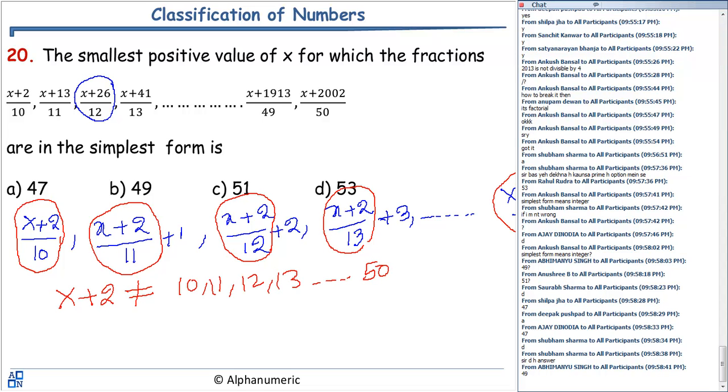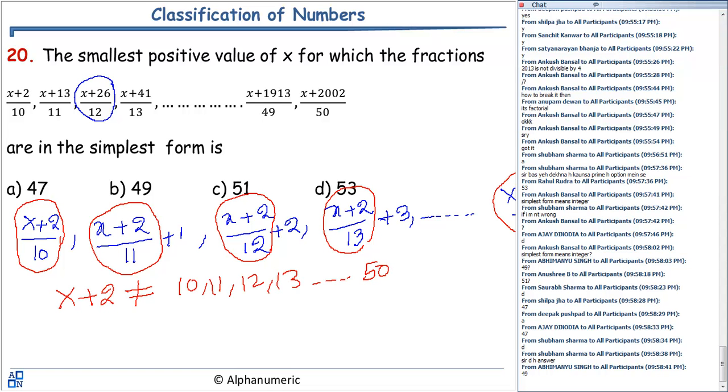x plus 2 can neither be a factor nor a multiple of any number from 10 to 50. Nothing at all should divide it. So x plus 2 has to be greater than 50 and it has to be prime. Now why am I saying prime? Because a prime number can never be divisible by any other number.